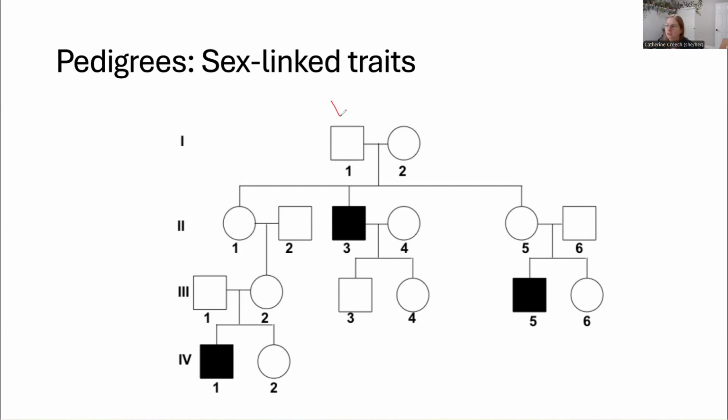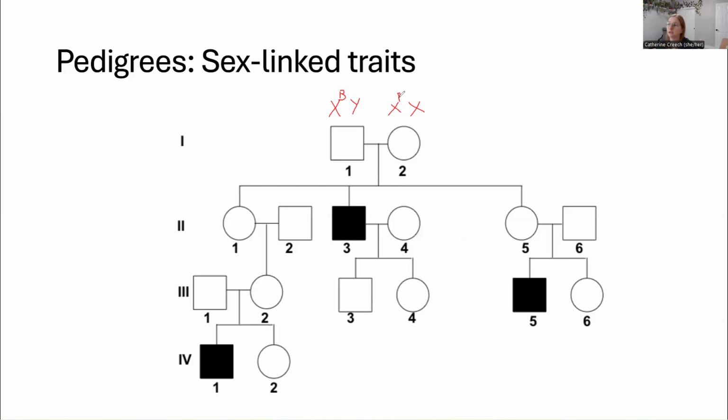Males have an XY genotype. Females have an XX genotype. But because the Y is usually not carrying anything, it's on the X chromosome where we're going to write the allele. So something that often affects men more than women is color blindness. So we're going to make color blindness our trait. If you are not colorblind, you have the dominant version.